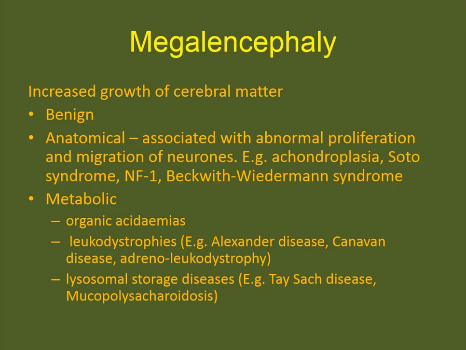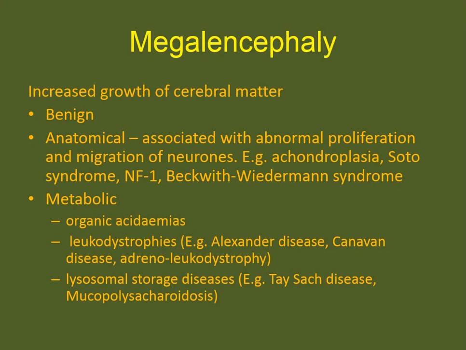First, let's look at megalencephaly. As I mentioned before, it is due to the increased growth of cerebral matter. It could be benign, associated with no abnormality but just some increase in the brain matter. Or it is called anatomical, where there is an abnormal proliferation and migration of neurons. This condition is seen in achondroplasia, Soto syndrome, neurofibromatosis 1, Beckwith-Wiedemann syndrome, and so on.